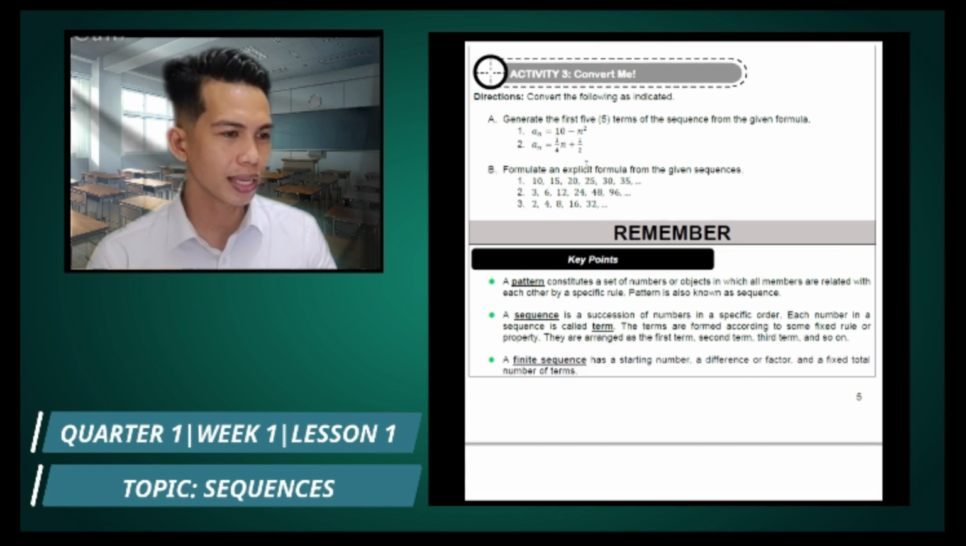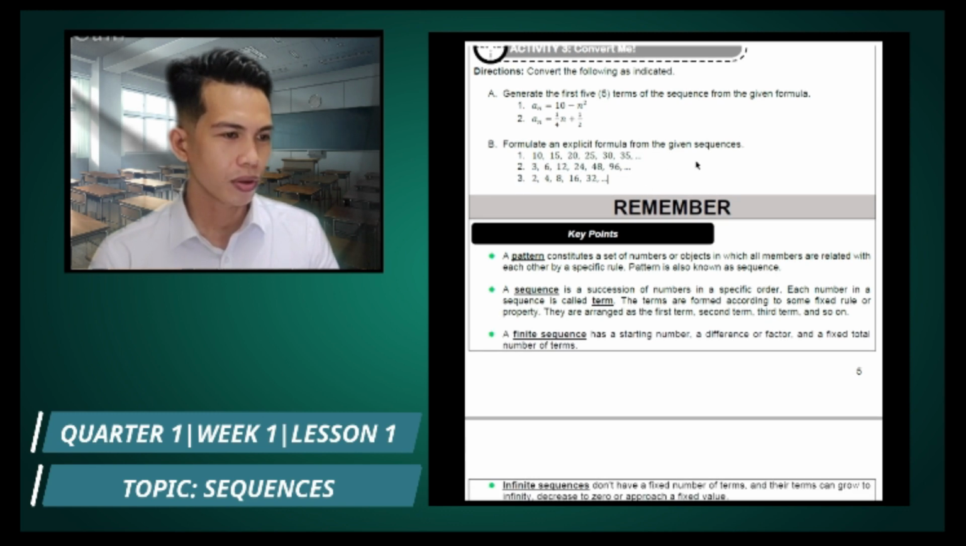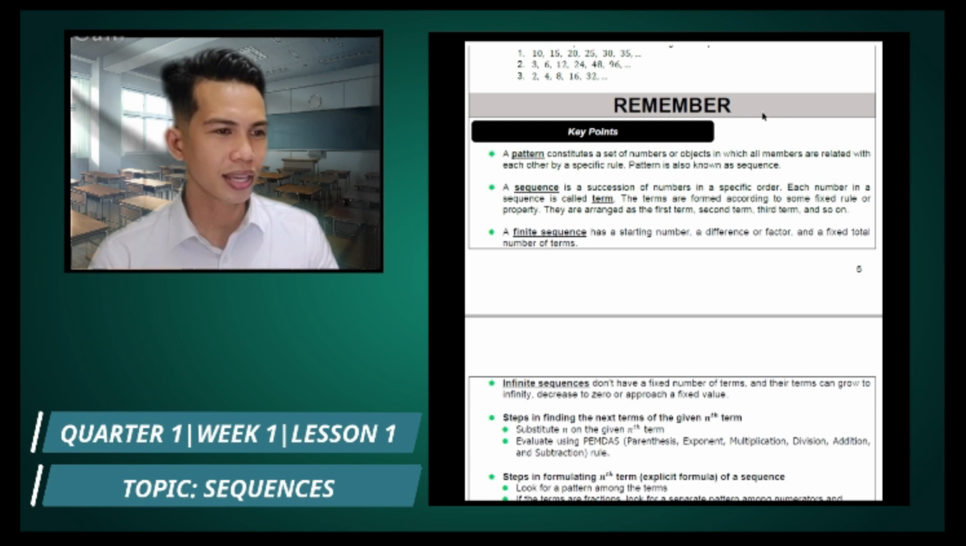Letter B, formulate an explicit formula for the given sequences. So you have 3 items. Okay, we are now ending this discussion.